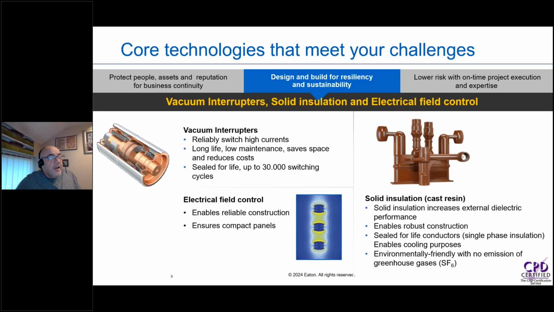As is common for SF6 free systems, there's extensive use of other mediums as well, such as solid insulation. So if you've got extensive use of single phase insulation, you are minimizing that internal flashover risk between phases. And also by looking at smarter designs, what we call electrical field control, where we might put nice rounded edges on busbar systems, which means we can get a more compact busbar design as well. So these are common features that you'll find across all manufacturers' SF6 free air insulated systems.